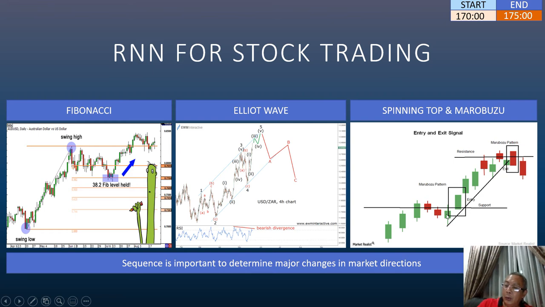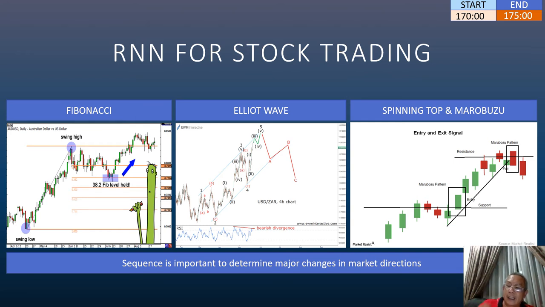So this one is going up. You want to catch this one because you want to know that during this period you should buy, because it's going to sustain itself. It's a change of direction, it's going to sustain itself. It's not a temporary situation. And over here is a change of direction from buying to selling. You also want to detect that, because now you want to sell instead of buy. So what I'm trying to say is that sequence is important in order to determine major changes in market direction.